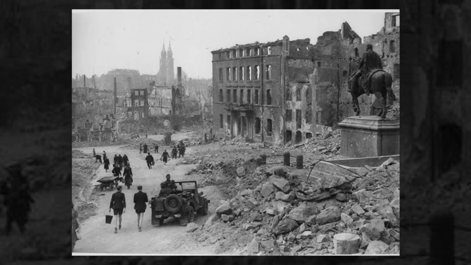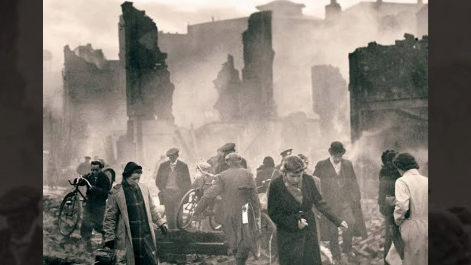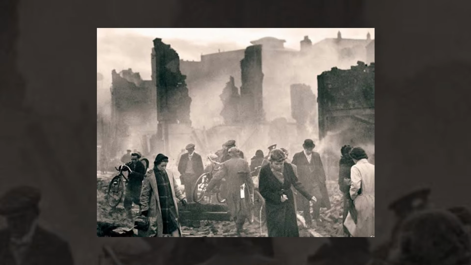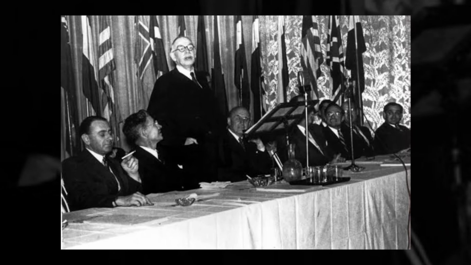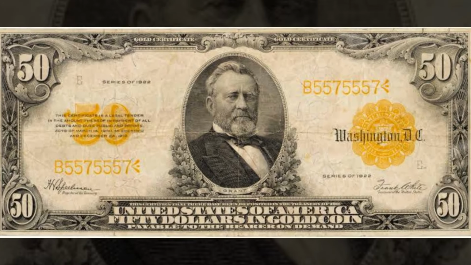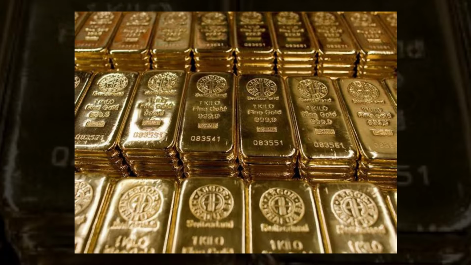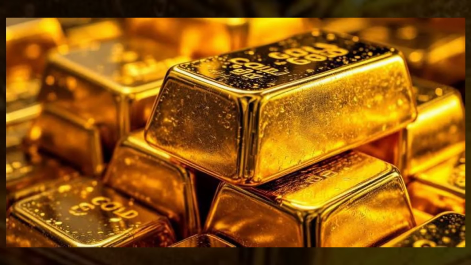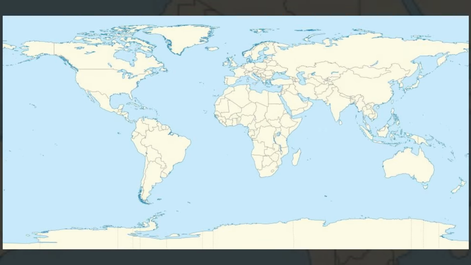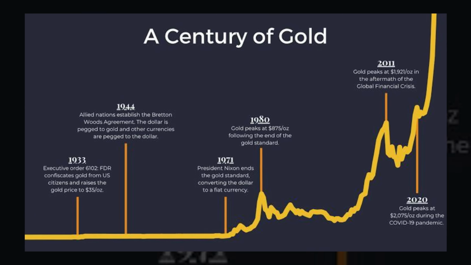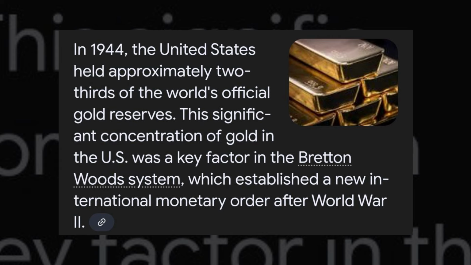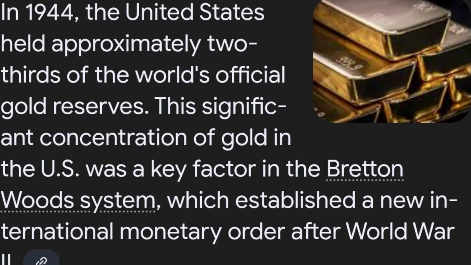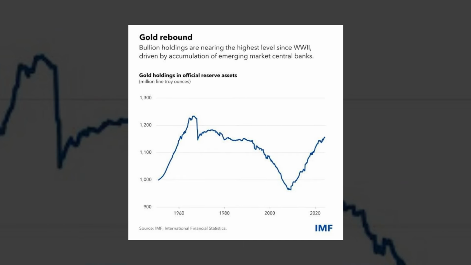In 1944, as World War II was winding down, 44 nations met in Bretton Woods, New Hampshire, to shape the post-war financial order. They agreed to make the US dollar the central reserve currency, pegged to gold at $35 per ounce. All other currencies were pegged to the dollar. At that time, the US held about two-thirds of the world's gold reserves, giving it massive credibility. This agreement not only stabilized post-war economies, but cemented the US as the banker of the world. Global trade, development loans, and currency reserves now revolved around the dollar.